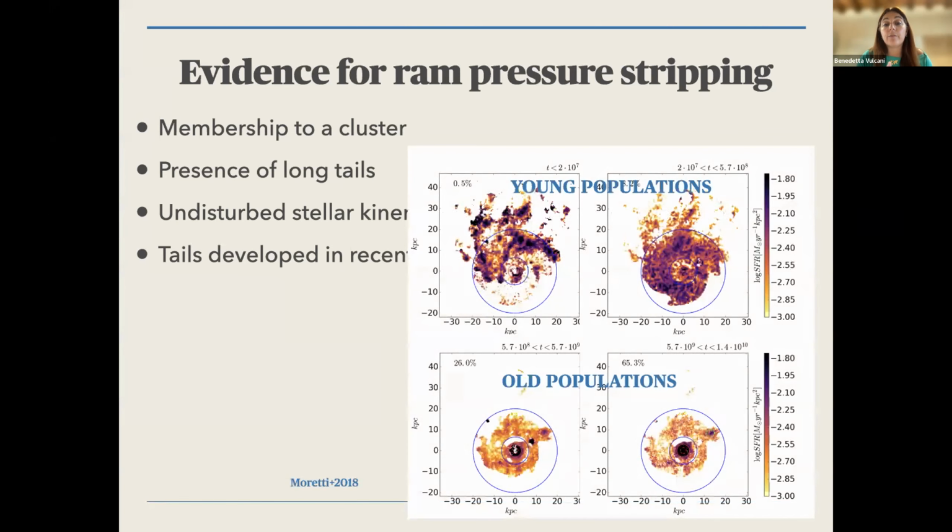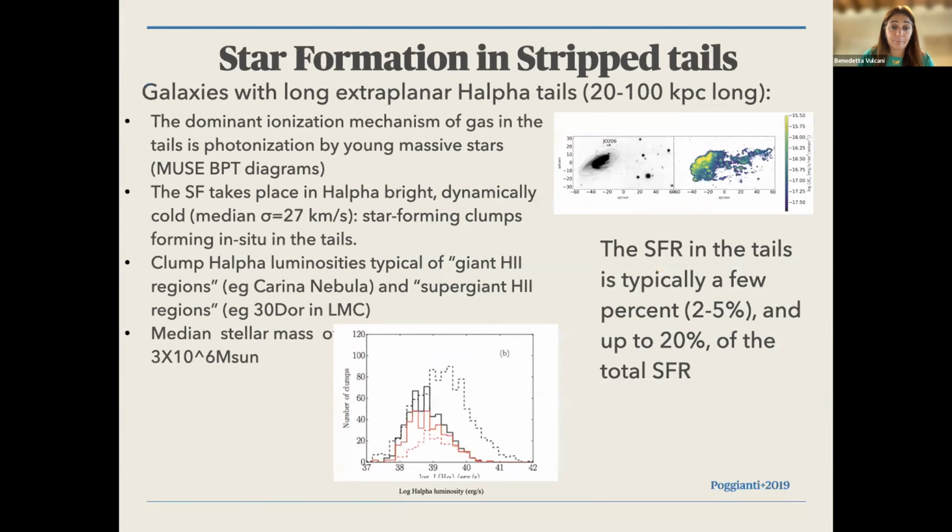So here we have 4 star formation rate bins. As I said before, we have spectrophotometric models that tell us the amount of star formation at different epochs. In the bottom rows, we have the old stellar populations. In the upper rows, we have the young stellar populations. And you can see that these tails really developed, forming stars only in the recent epochs, about 6 times 10 to the 8 years ago. So it really coincides with the moment when the galaxy entered the cluster and started developing these tails.